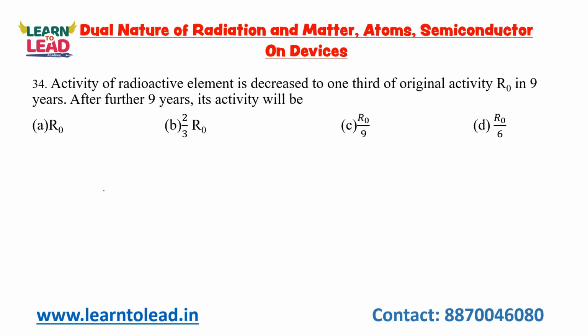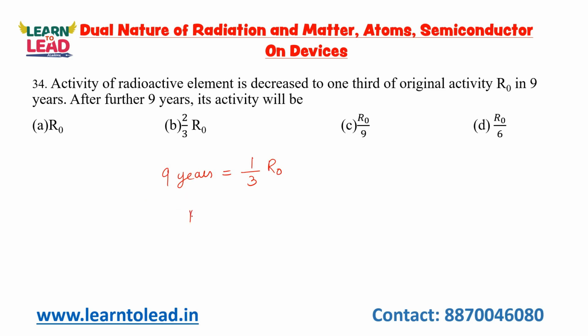Next, read the next question. Activity of a radioactive element is decreased to 1/3 of the original radioactivity in 9 years. After a further 9 years, its activity will be. In 9 years, it is decreased to 1/3 of the initial value. So after another 9 years, how much will it decrease, they are asking.